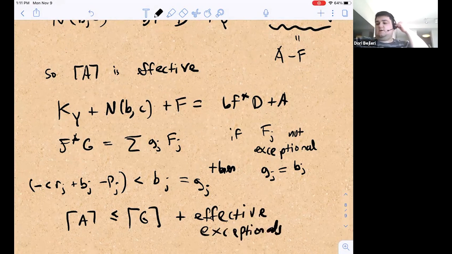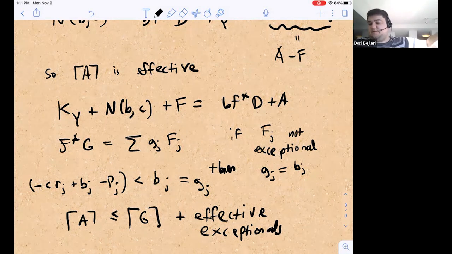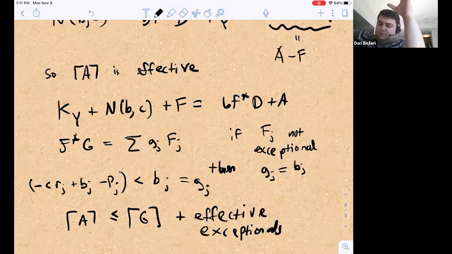So let me say it again. In this A, we have some divisors that come from exceptionals, and those are just some effective exceptionals. Those don't change sections, so we don't care about them. And then we have some divisors that aren't exceptional, and those are the same divisors that are not exceptional in the pullback of G, but with smaller coefficient. And so the roundup of A plus effectives is equal to the roundup of G plus effective exceptionals. That's another way of saying this.